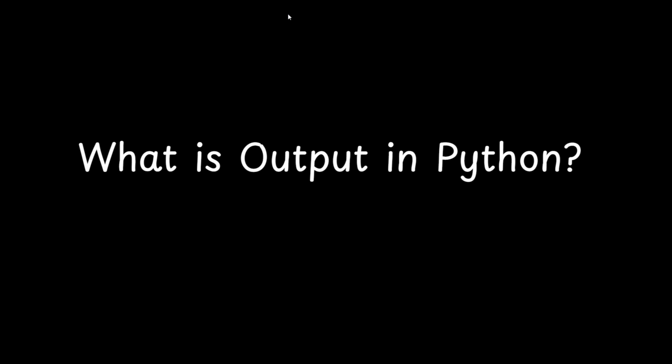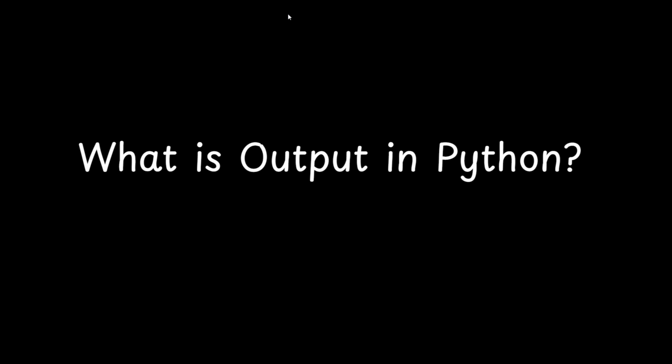Now let us understand what output is in Python. Output means displaying data to the user. In Python, we use the print function to display any kind of information or data. We can print text, numbers, variables, and results. So, let us understand both input and output in Python with a simple example.